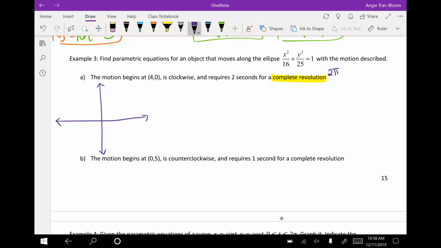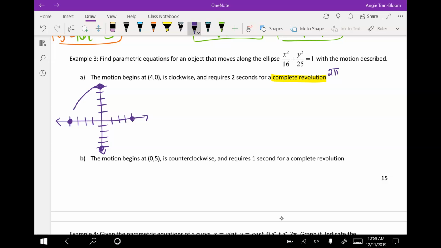Horizontal or vertically? Vertically, because 25 is under the y squared. So I'm going to go up 5 units: 1, 2, 3, 4, 5. 5 units up, 1, 2, 3, 4, 5. 5 units down, 1, 2, 3, 4. That means your b squared is 16. That means b is 4.